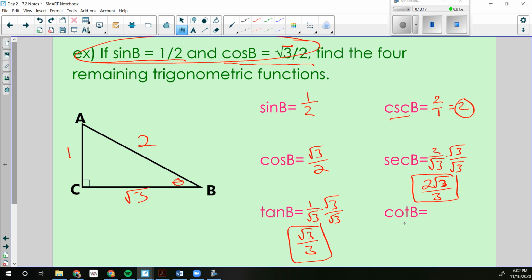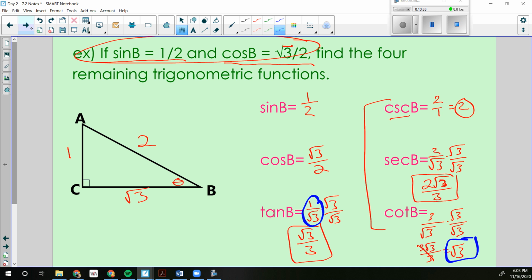And lastly, cotangent of B. Remember, I'm just flipping these to get these 3 over here. I'm flipping the ones across from them. So this is going to give me 3 over the square root of 3, which is multiply square root of 3 over itself. So we have 3 square roots of 3 over 3, which the 3's cancel, giving us just the square root of 3. Now, on this last one, I want you to see that if I would have started with this, where I ended up, and just flip that, that would have given me the square root of 3 over 1, which is exactly what I ended up with. Square root of 3.